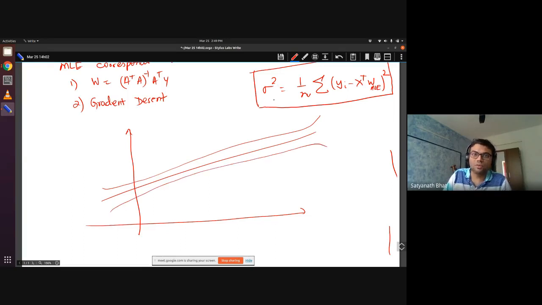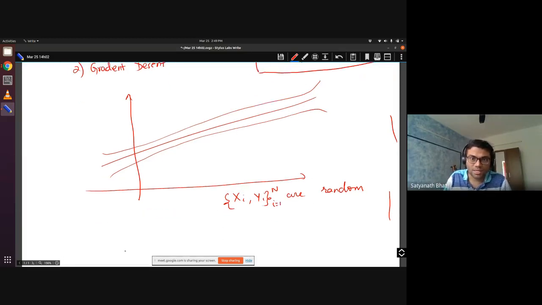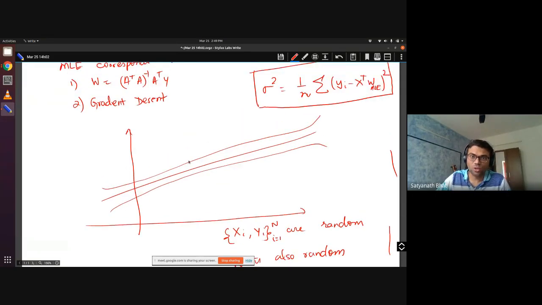This sigma square will give you some kind of, see, your xi's and yi's, right? Their xi and yi's are both random, right? So when you use something random to learn a classifier, your W is also random. And if something is random, how can you use that as a God-given thing, right? You really have to know how much is the variance, and this is what it will show you.